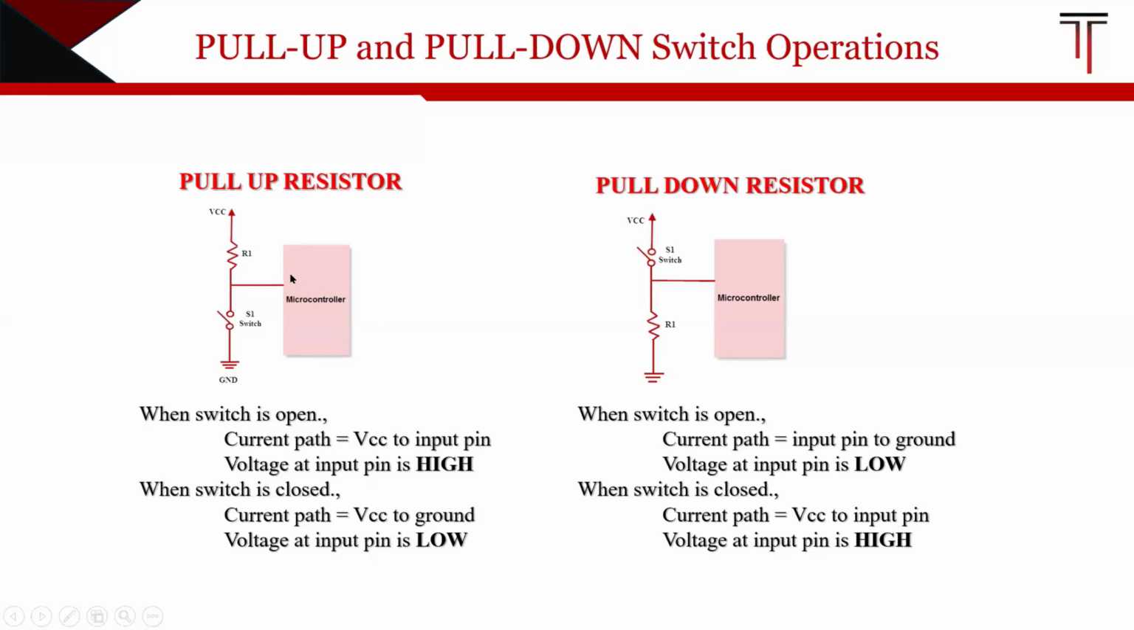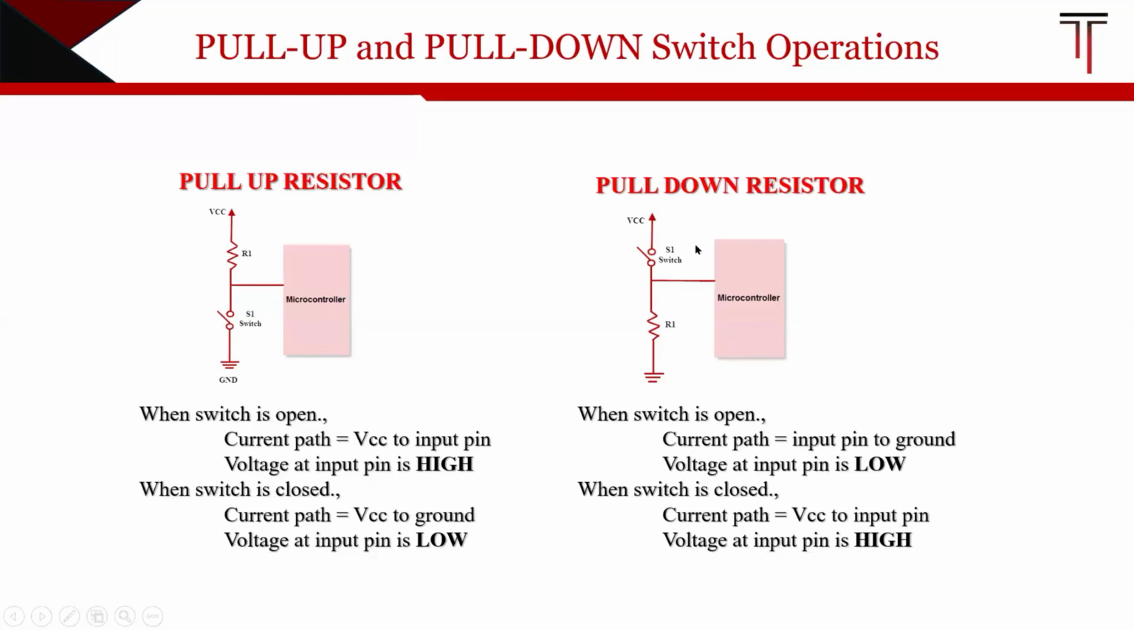In these conditions, at the input of the microcontroller, we will get a very low voltage. When the switch is open, there is no connection to the ground, so the total voltage will go to the microcontroller. This ensures the input reads high. If the switch is closed, the input pin is connected to ground and we don't get enough voltage at the input of the microcontroller, and this state we call the low state. So this is all about the pull up resistor.